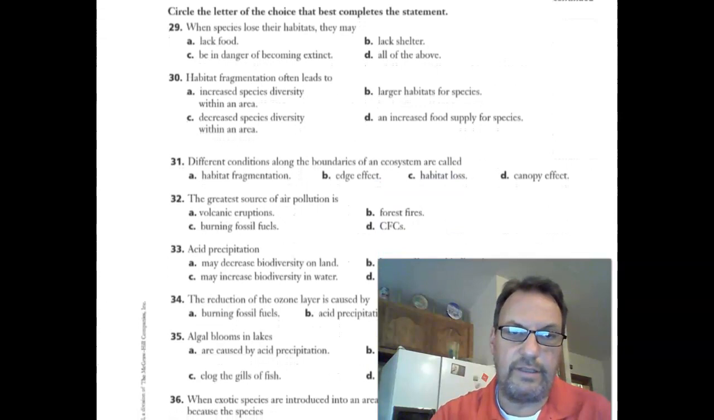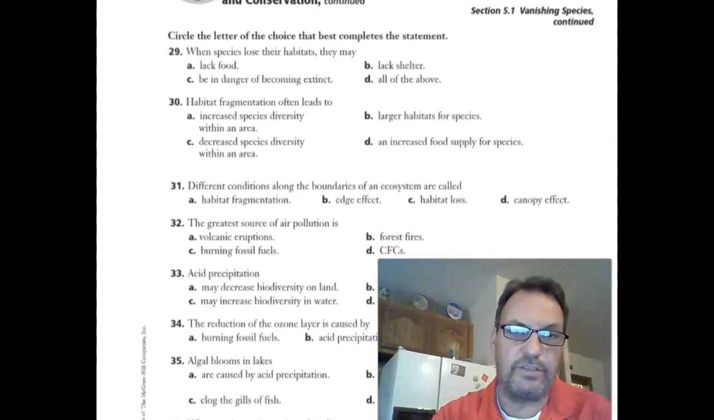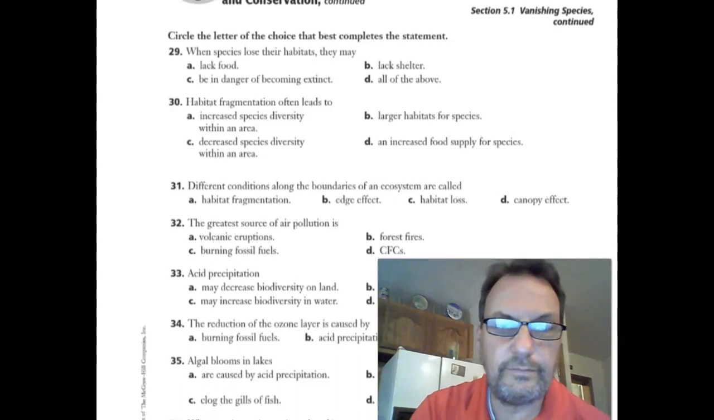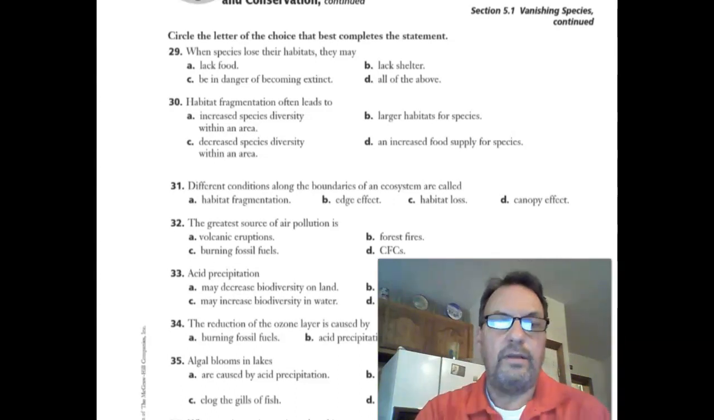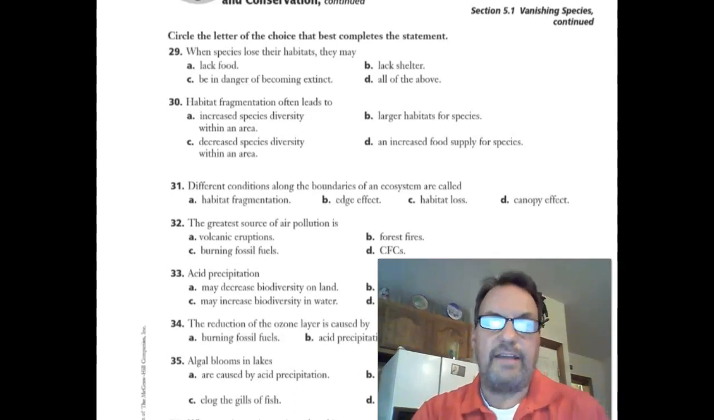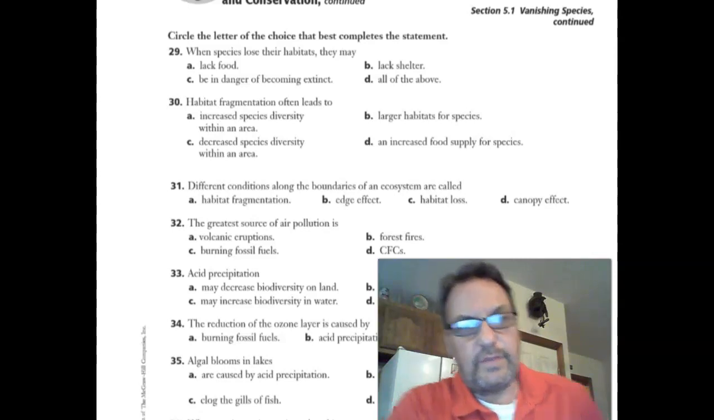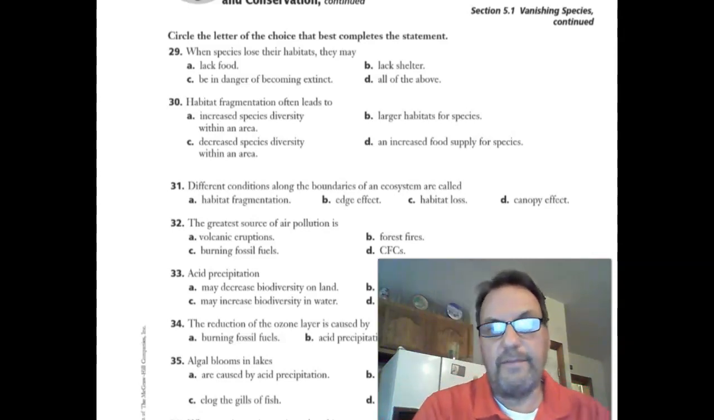Okay, and then to the last little section of this worksheet. Hopefully you're doing well. This is about vanishing species continued. Circle the letter of the choice that best completes the statement.